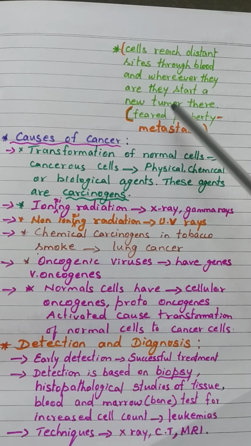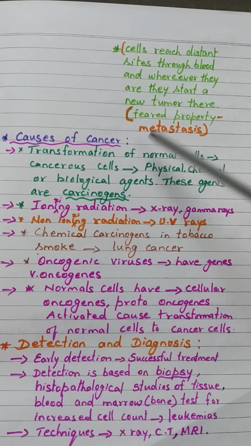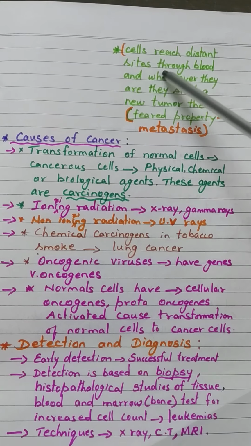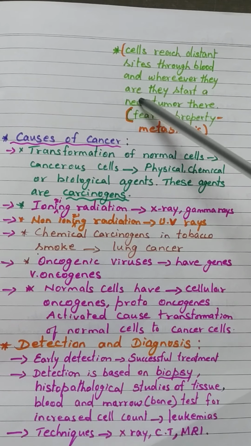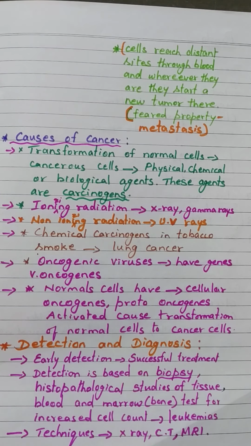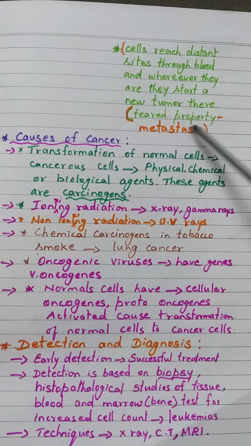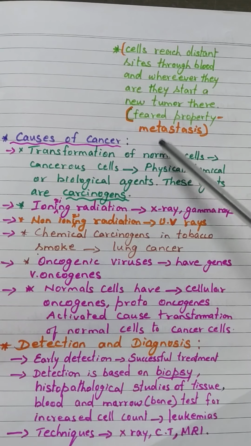The neoplastic cells of a malignant tumor mix with blood, and then they reach different distant sites through the blood, and wherever they lodge, they start a new tumor there. Along with the blood flow, they go to different parts of the body, and wherever they stay, they start a tumor, and this property is known as metastasis. This feared, dangerous property is known as metastasis.